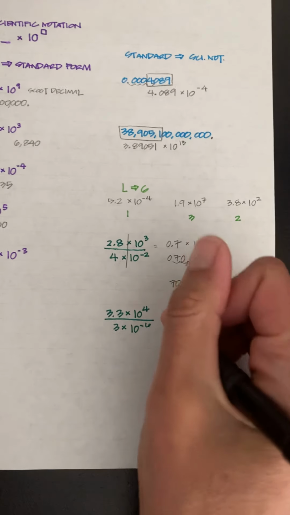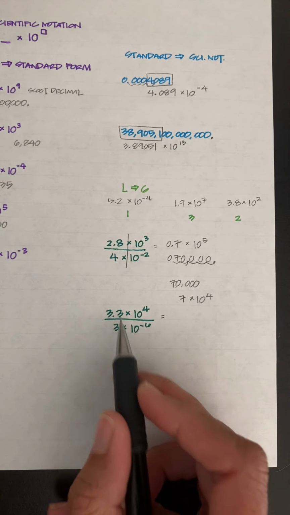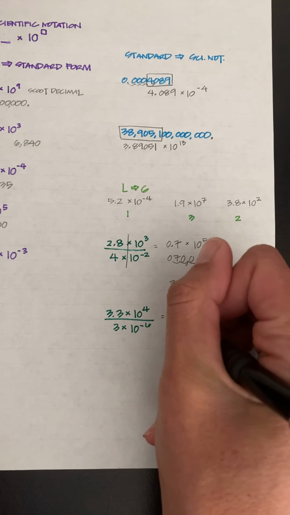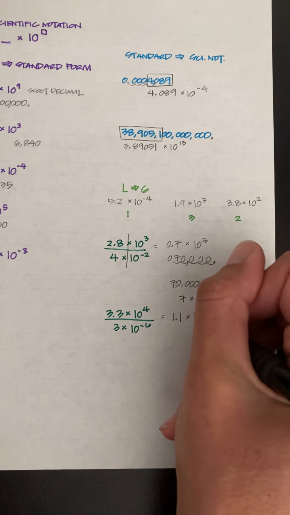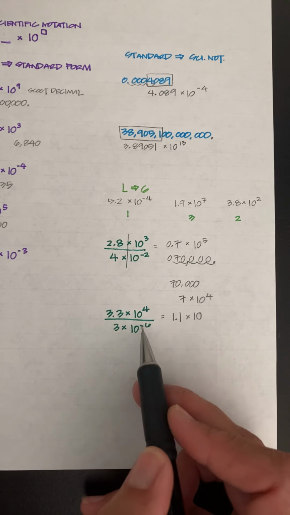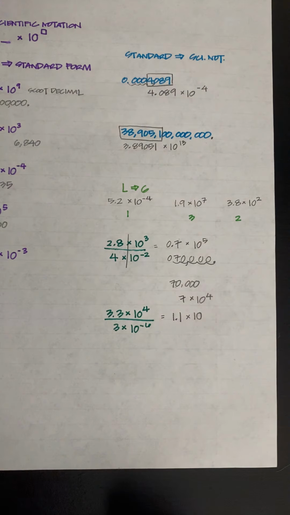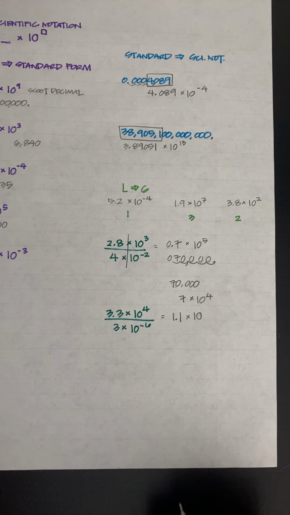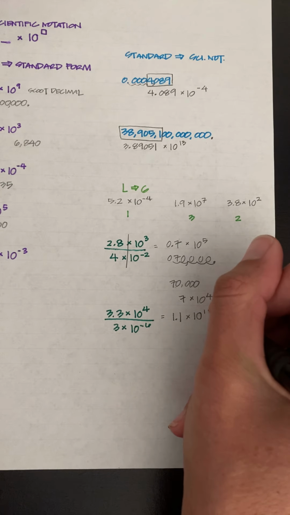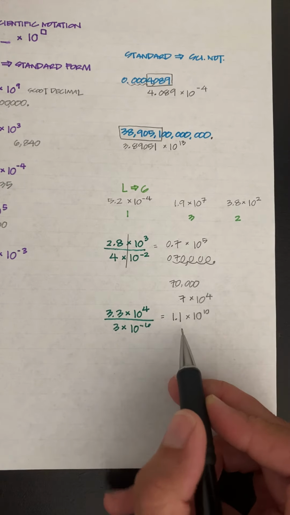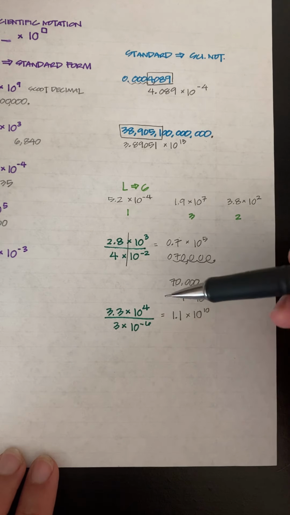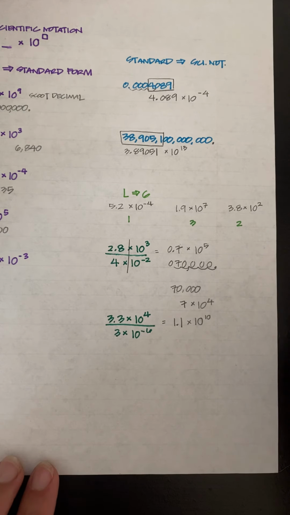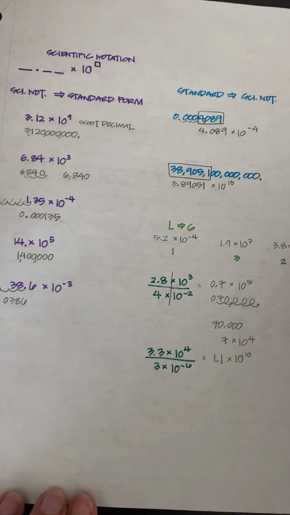Now this second one, we're not going to run into that. Again, squint your eyes. 33 divided by 3 is 11, but with a decimal. Times 10, all the 10s go on top. The reason is because 4 is more than -6. Not 4 minus 6, but 4 minus -6. This is 1.1 times 10 to the 10th, and it is in proper scientific notation because the decimal is after the first non-zero digit. So there you go.